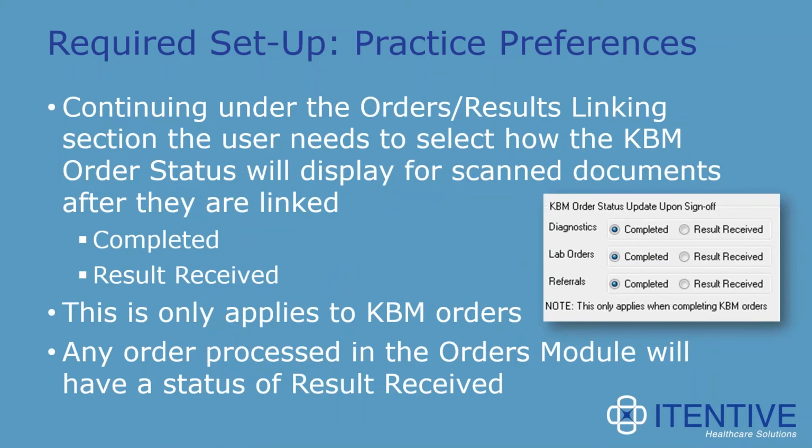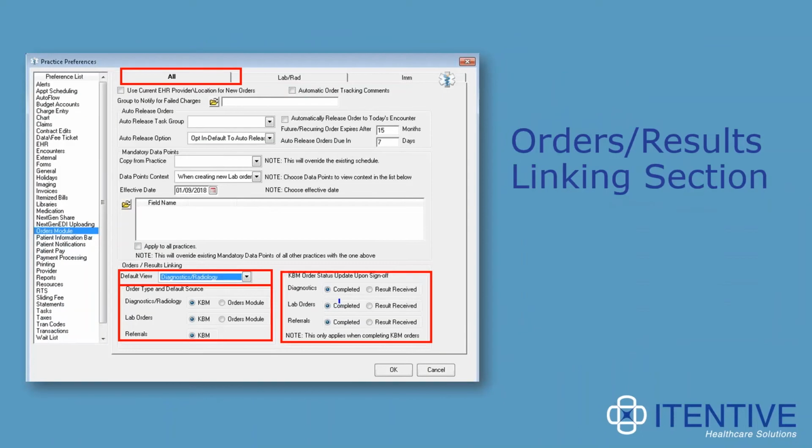Under the orders results linking section, the user will need to select how the KBM order status will display for scanned documents after they are linked. And you have two basic choices, completed and result received. Now, I want to point out that there's a note that this only applies when you're completing KBM orders. If you're ordering from the orders module, particularly when you're thinking about diagnostics, it is going to say result received. You cannot change that. When we were first playing with this, it was an area that I even got caught up on, wondering why it was still saying result received. The basic choice only impacts you when you are working on orders that are done in the KBM. Any order processed in the orders module will always have a result received.